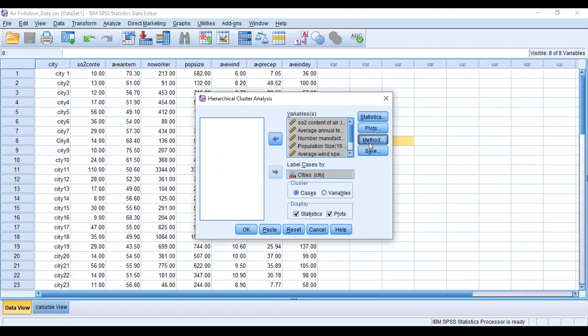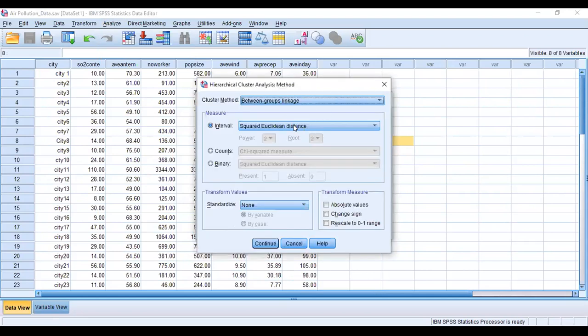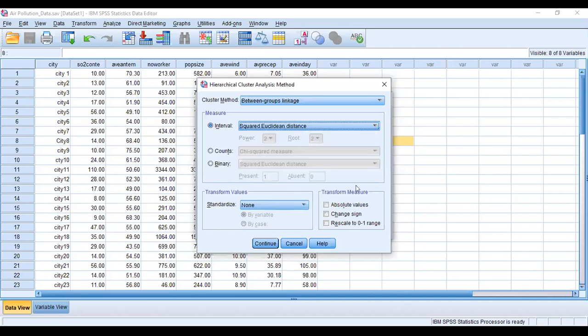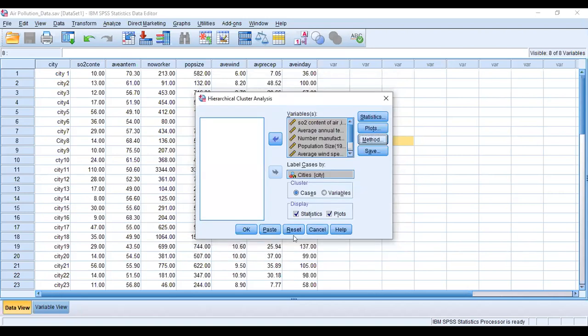Right. Method: between-groups linkage and squared Euclidean distance. You can have anything: cosine, Pearson correlation, Chebyshev, Minkowski, customized, etc. I say squared Euclidean. I'll just keep it as it is; it really doesn't matter. Standardization, no, I don't want to do any standardization. Transform values: absolute values, change sign, rescale. These are all not necessary. So I'll say okay. Then I'll say okay.